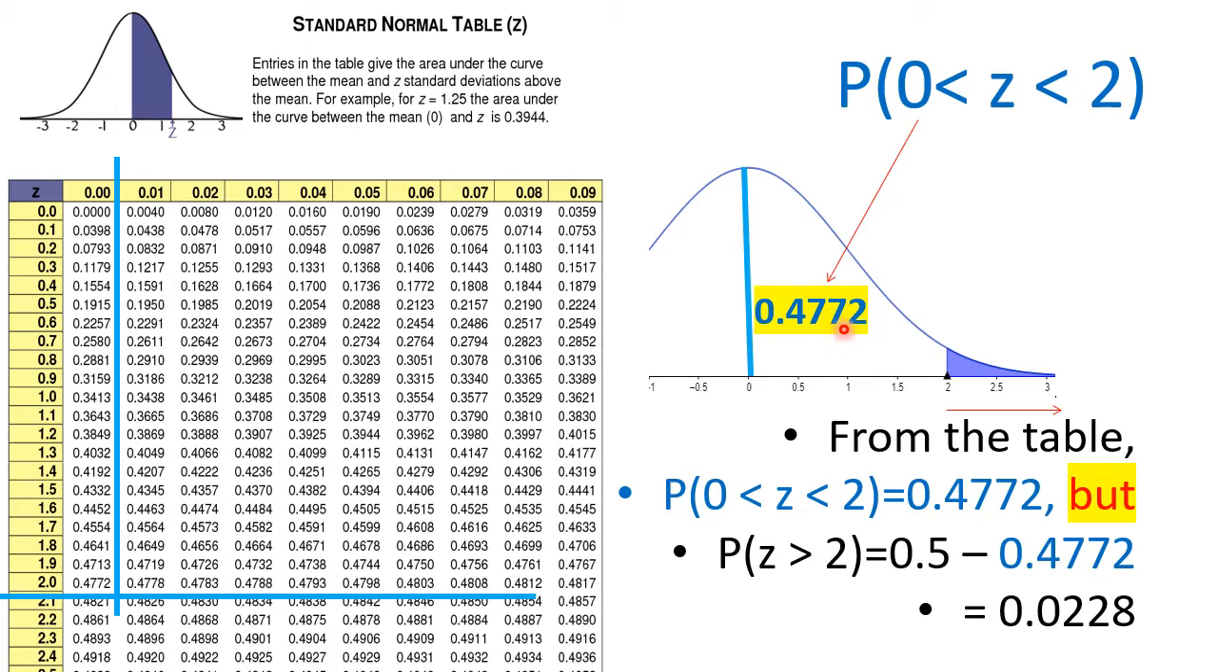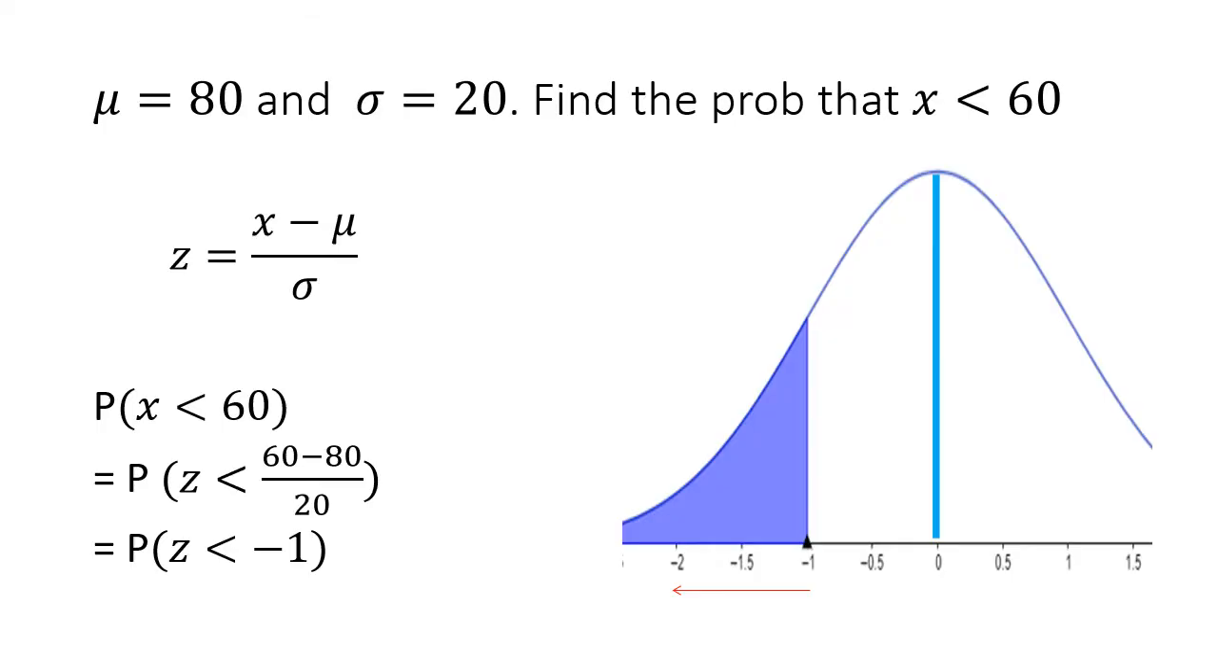But I don't need this area. I need the area from here going this side. So what do I do? I know that from 0 going this side is 0.5. So if I subtract this from 0.5, then I'm going to get the value for 2 going upwards. Therefore, I'll have z greater than 2 is equal to 0.5 minus 0.4772, and this is my final answer, which is my probability. Let's look at the next example.